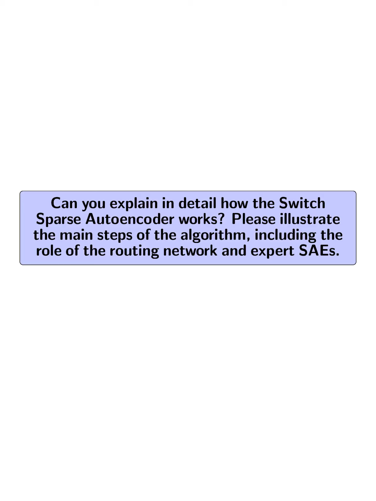Can you explain in detail how the switch sparse autoencoder works? Please illustrate the main steps of the algorithm, including the role of the routing network and expert SAEs.